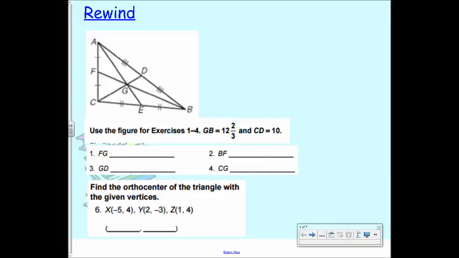Okay, what is this point G? What is this point G? Well, what are... It's the incenter. Centroid. Because it's where all of the what meet? Medians. Okay, the medians meet at the centroid.